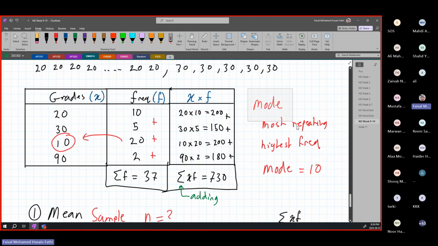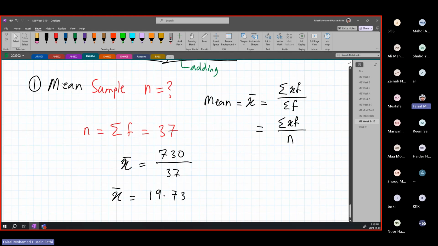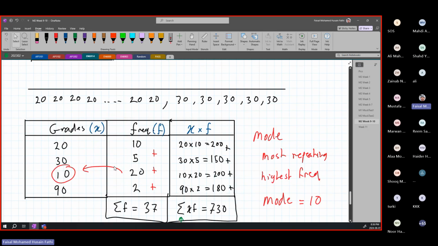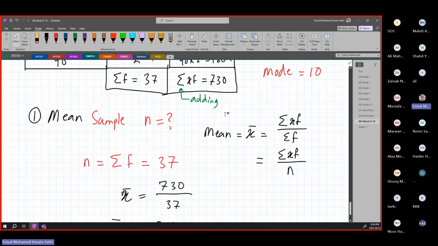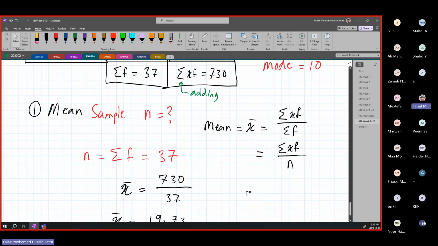I don't think they'll ask for mode either. All you need to make sure you know is how I found the mean. The mean is what is important from this, because we are also going to be using it now when we are talking about standard deviation. Just 1 minute.